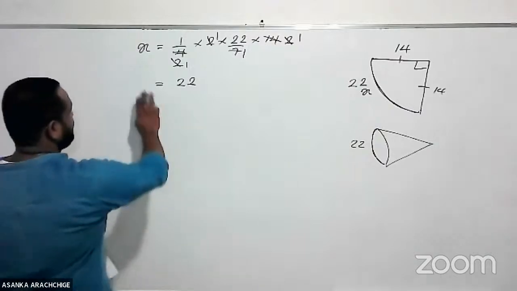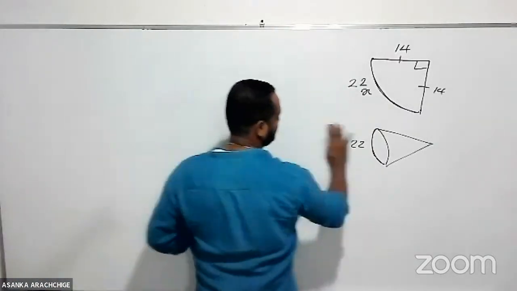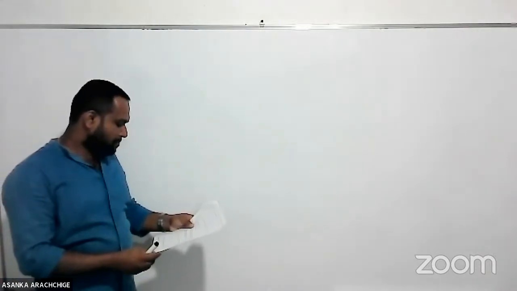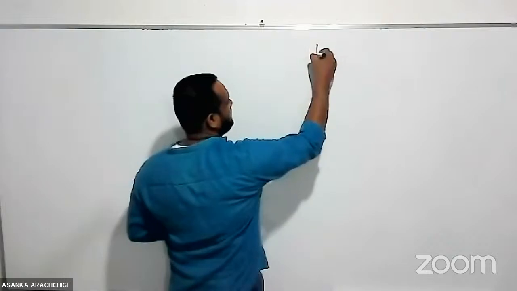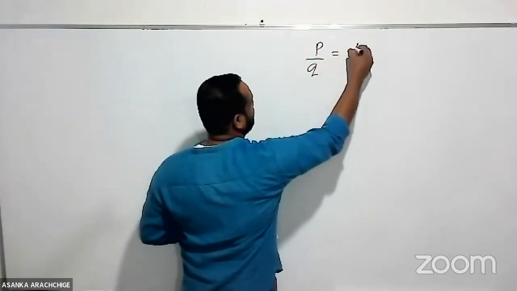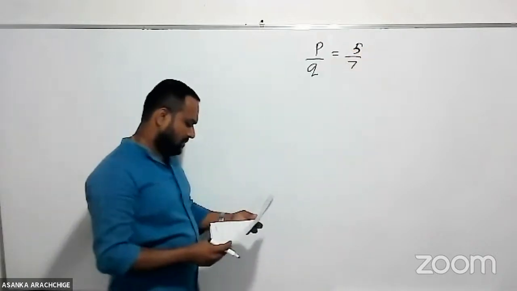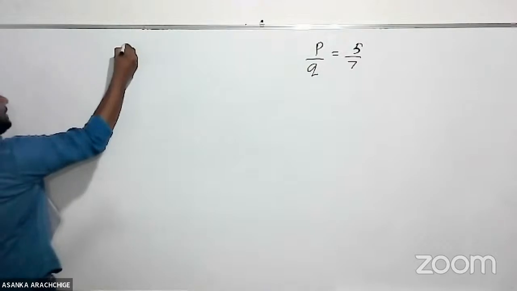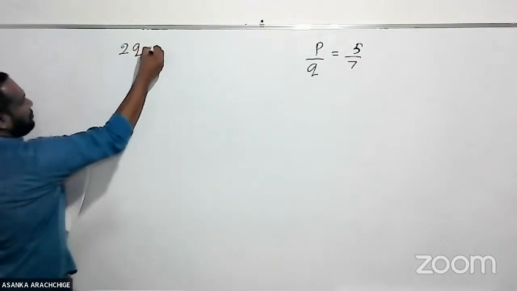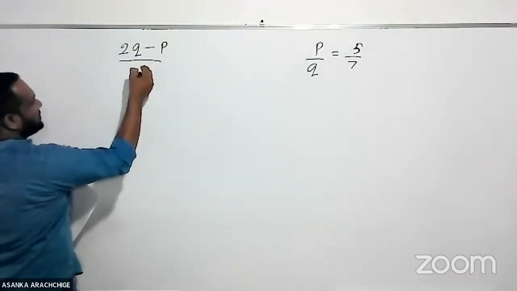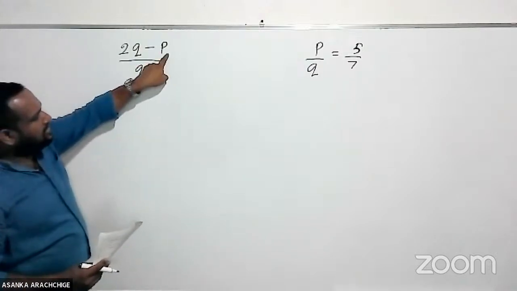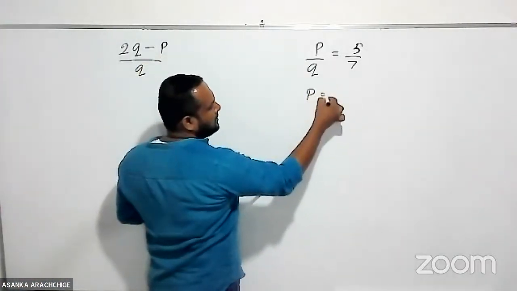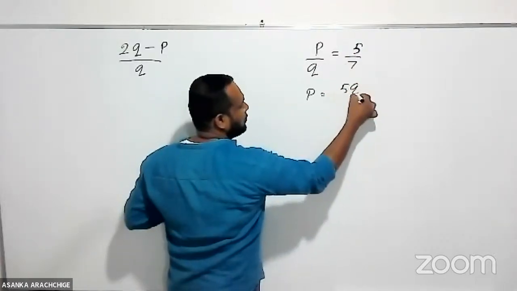Fine. Number 24. If P to Q is 5 to 7, that means P upon Q equals 5 upon 7. Find the value of 2Q minus P, division Q. If we can write P in terms of Q, we can substitute. What is P? P equals 5Q upon 7.